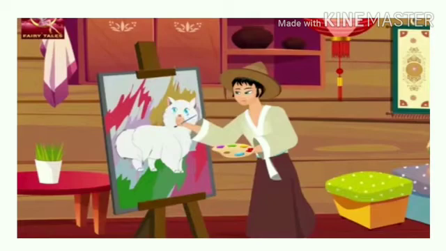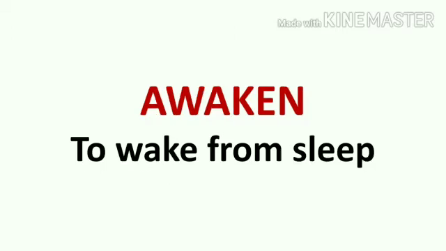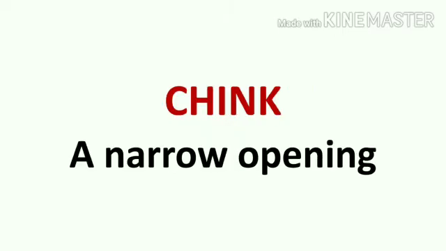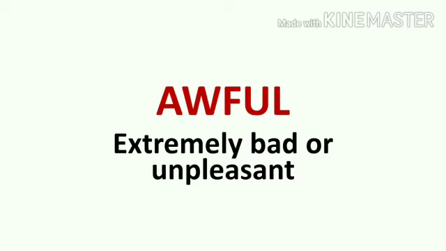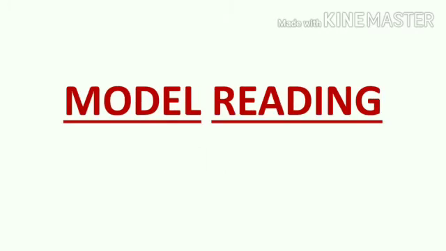So, students, did you understand the story? Okay. Now, let's go through the new words. Cabinet. Cabinet means a small private room. Awaken. Awaken means to wake from sleep. Screaming, to cry out aloud. Dreadful, terrible. Chink means a narrow opening. Awful. Awful means extremely bad or unpleasant. Cautiously. Cautiously means carefully. Now students, we will do the model reading of the text.